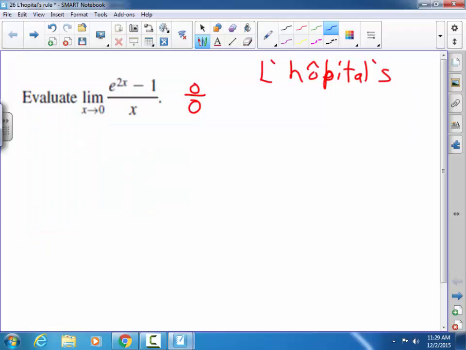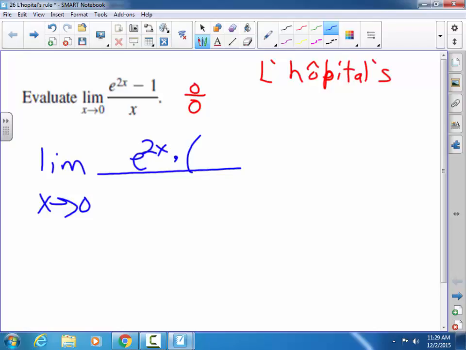We can't evaluate this like it is. What is the derivative of the numerator? e to the 2x. What's the derivative of e to the 2x? You don't have to take the ln to take a derivative. The derivative of e to something is e to that same something times the derivative of that something. So e to the 2x times 2. What's the derivative of the bottom? 1. And as soon as you see the 1 down there, you should do your happy dance.